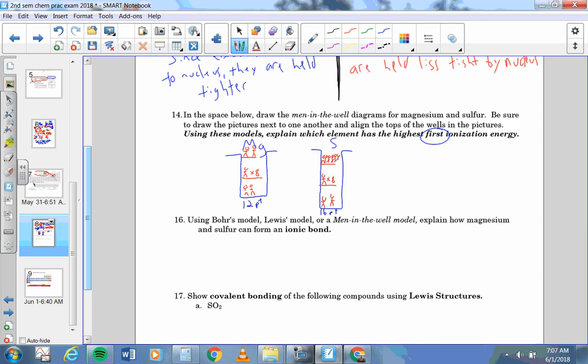So why is it harder? Let's see, which one has the highest first ionization energy? Since these ones aren't leaving, sulfur has higher ionization energy. But we just discussed that, and that has to do with its radius. Using the analogy, they are further from the top of the well.